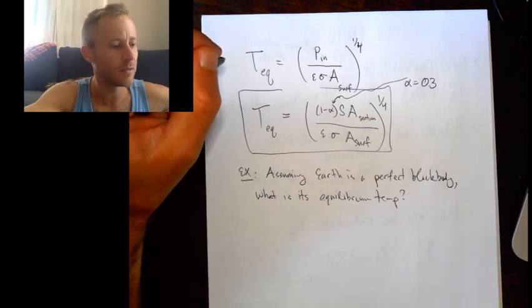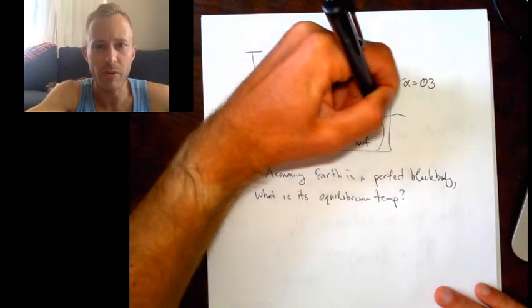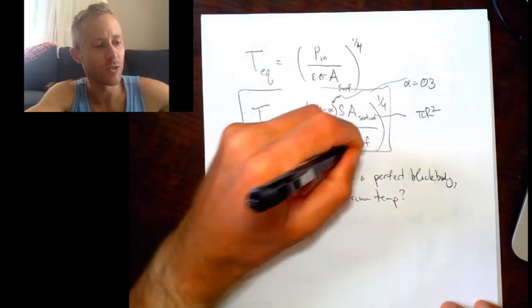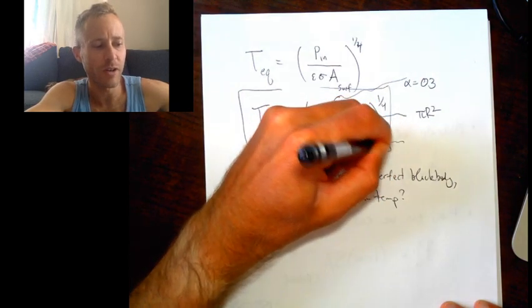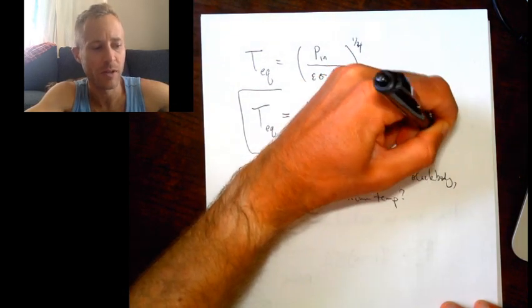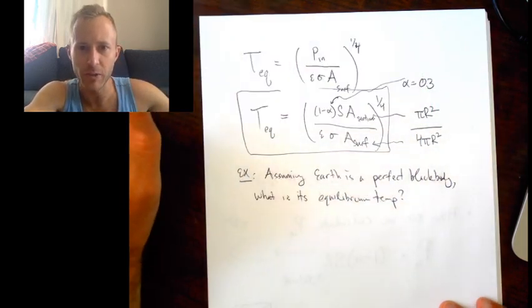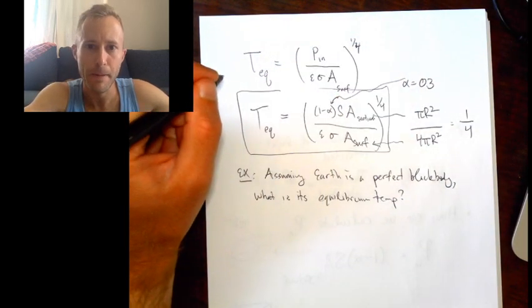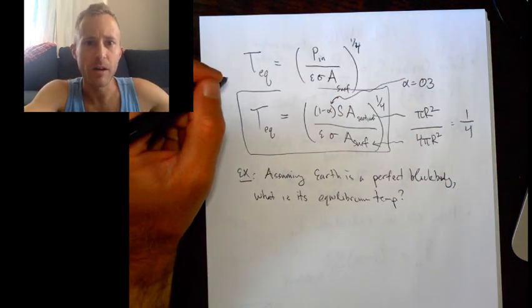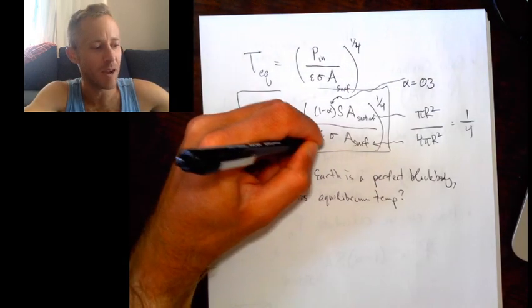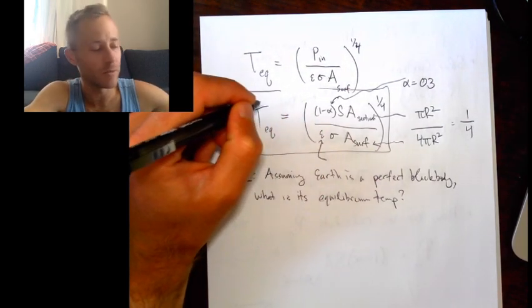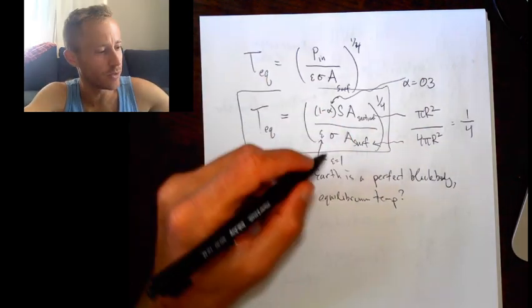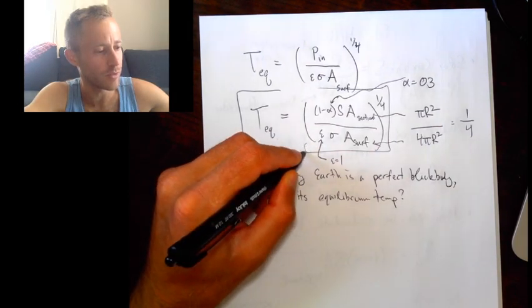What is the cross-sectional area of the Earth? Well, that would be pi r squared. What's the surface area? The surface area of a sphere is 4 pi r squared. So we can see that the ratio between those two is 1/4. Okay? If we're assuming it's a perfect black body, the emissivity is 1. So let's go ahead and do this calculation. Let's calculate what is the equilibrium temperature.